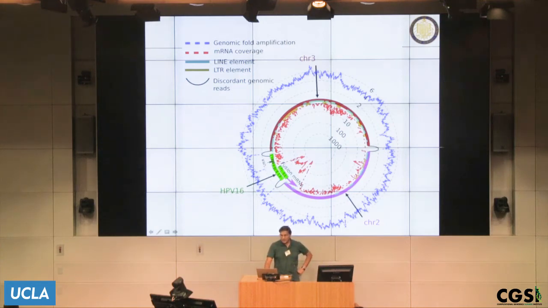But we also see a lot of fusion mRNA, and we see a tremendous expression of everything in this extrachromosomal element. What is remarkable about this is that there's no gene on this human genome. It's just complete dysregulation. Everything that's on the circle is getting transcribed.